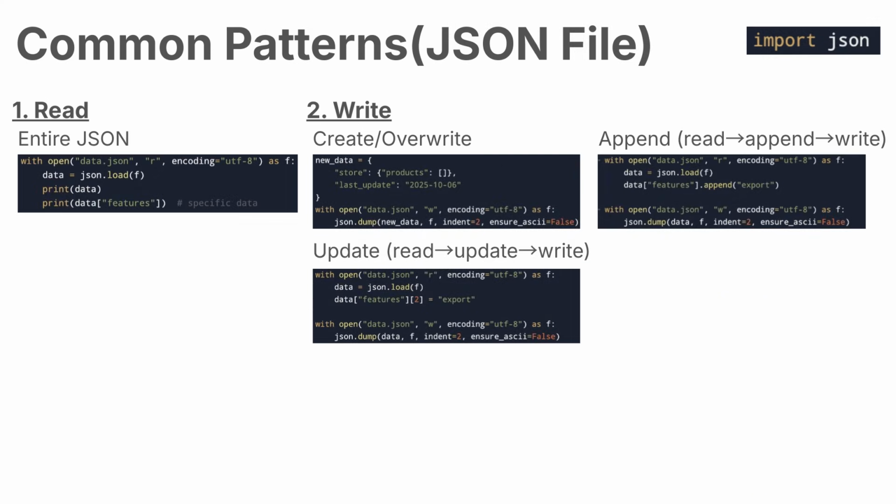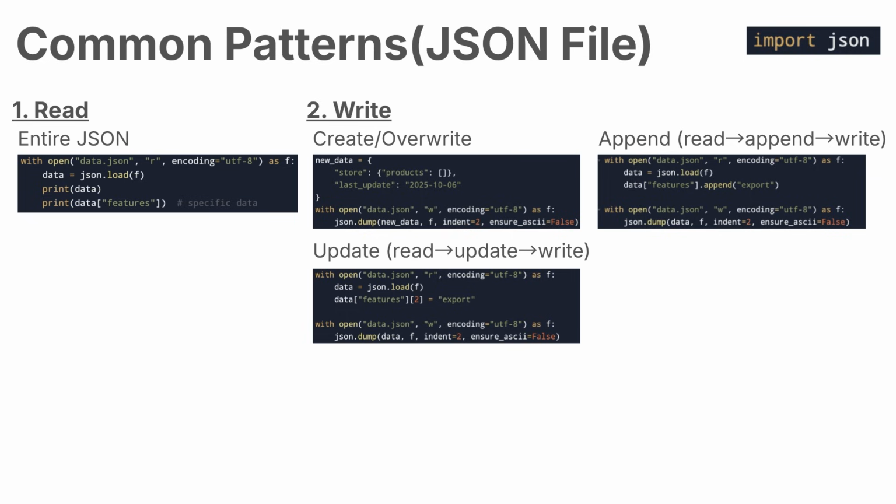Common patterns for JSON files. JSON is structured data, like a user with settings and a list of features. In Python, JSON turns directly into dictionaries and lists, so it feels natural to work with. 1. Read entire JSON. We start by opening the file in read mode and call json.load(f). That gives us a normal Python object, usually a dict at the top. From there, we can print the whole thing to inspect it or reach into specific keys.